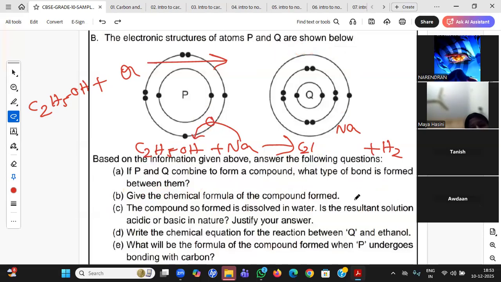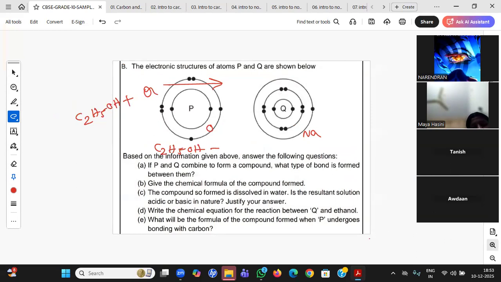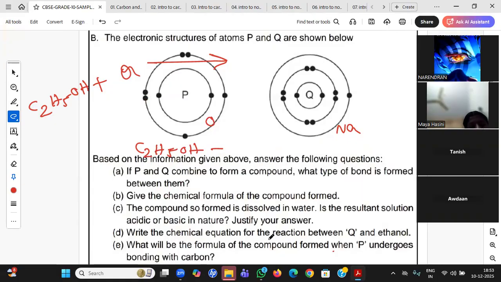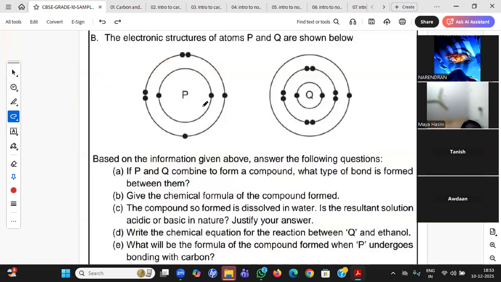Tanushri, understood, beta? Yes, sir. Yeah, last question. What will be the formula of compound formed when P undergoes bonding with carbon? Again, analyze with Na and O and give the answer in P and C. He's saying P is there. Now he wants to mix with carbon. P plus C. What will you get? He's asking. Very good, Mega. Right answer. Maya, right answer.